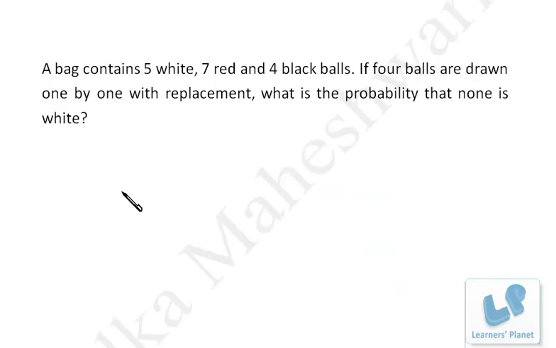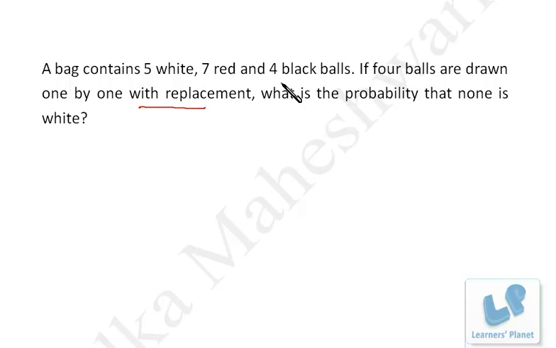Now friends, let's take this question. A bag contains 5 white, 7 red and 4 black balls. If 4 balls are drawn one by one with replacement, what is the probability that none is white? Now it's with replacement. That means you are drawing a ball, seeing the color of it and putting it back in the group. That means whenever you are drawing a ball, you will be drawing from these 16 balls: 7 plus 5, 12 plus 4, 16 balls.